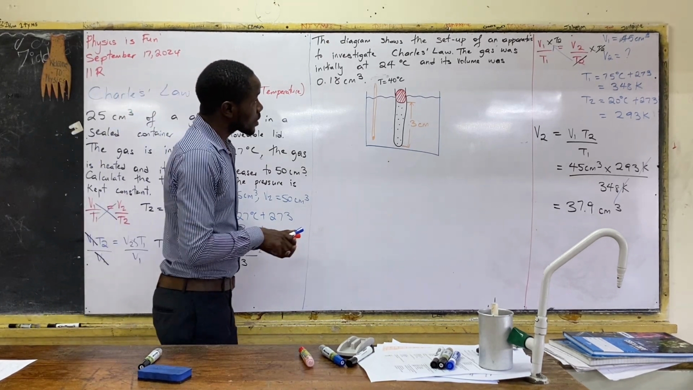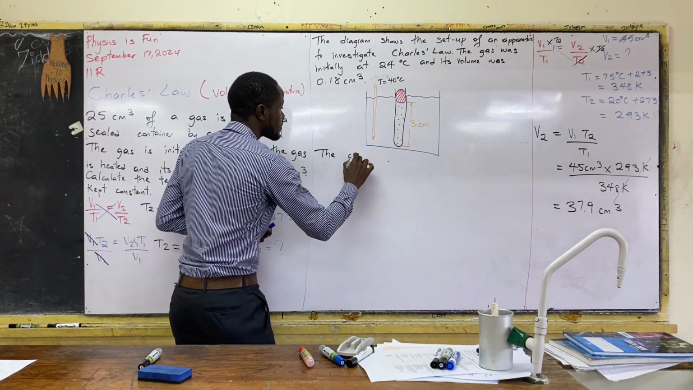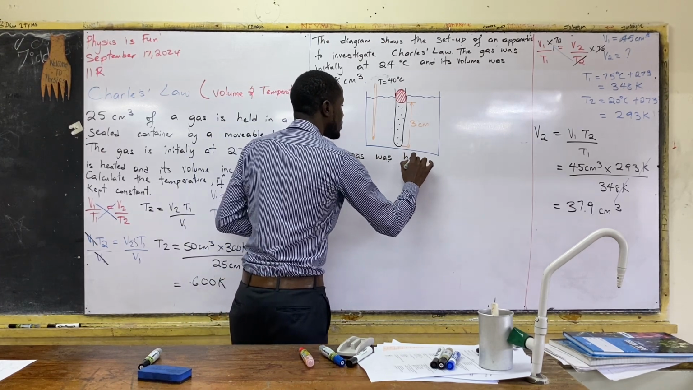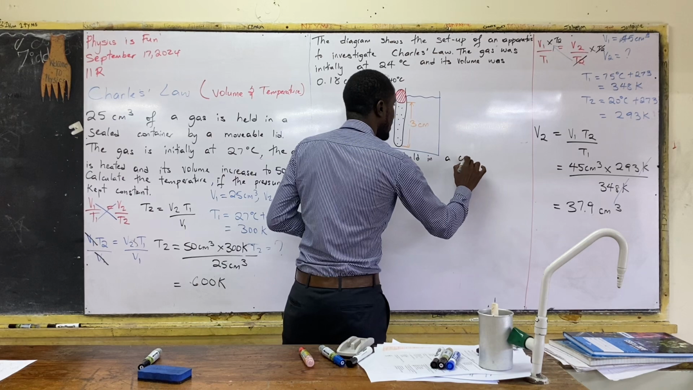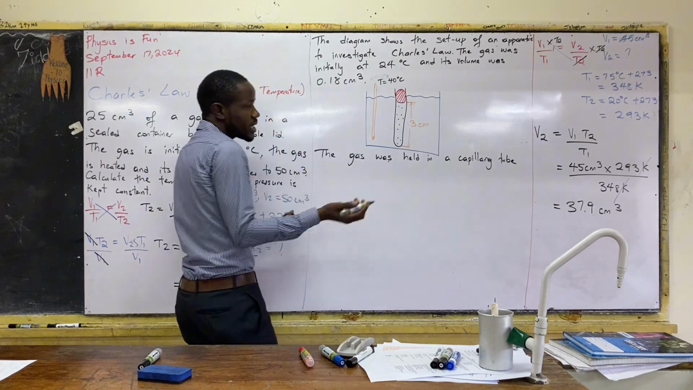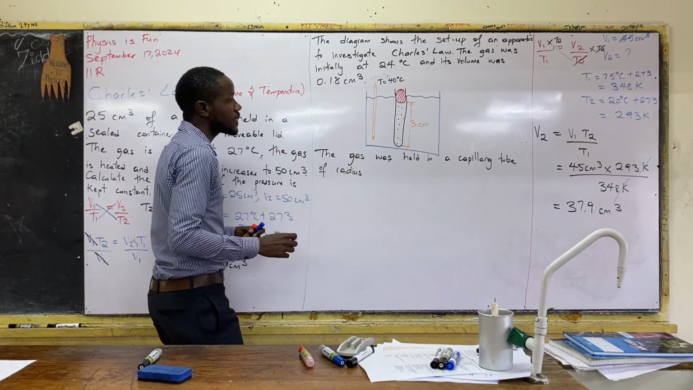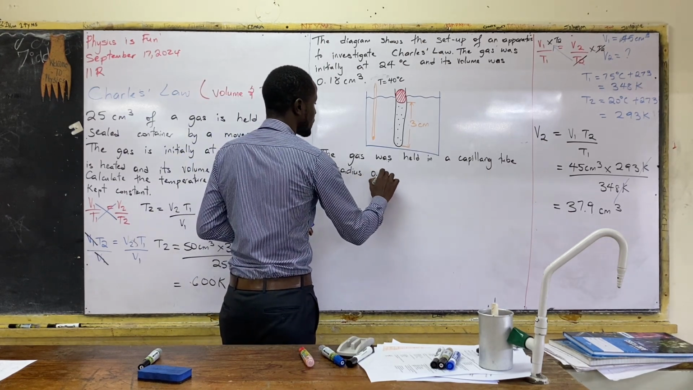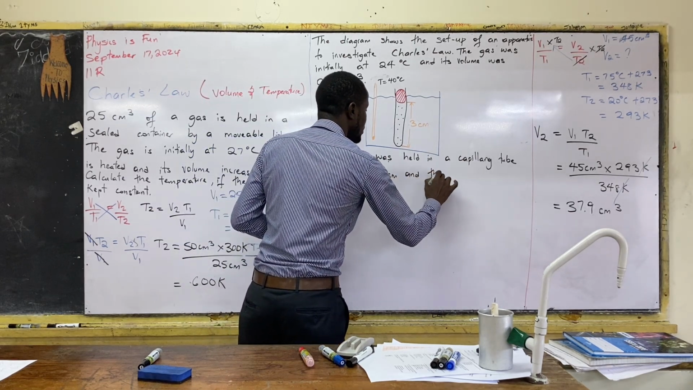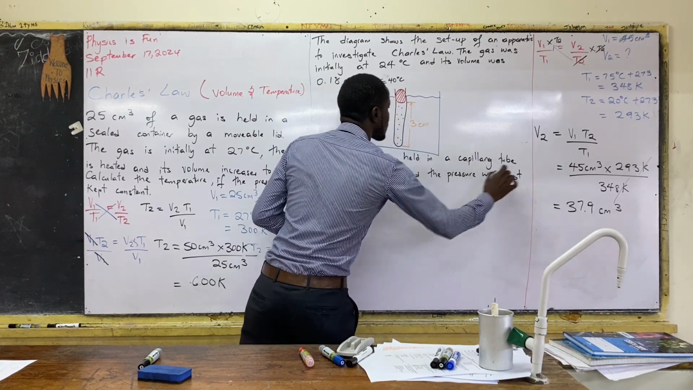Now, I'm going to add something here as well. The gas was held in a capillary tube. I'm going to make this a little easy for you, of radius, let's say, 0.4 centimeters, right? And the pressure was kept constant.